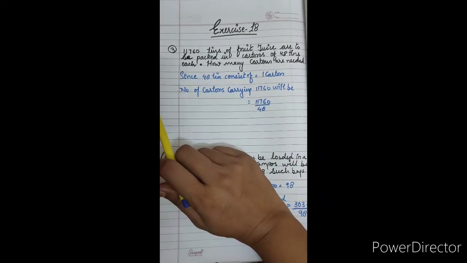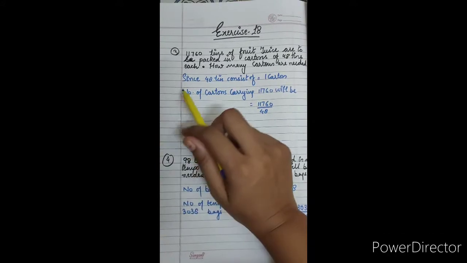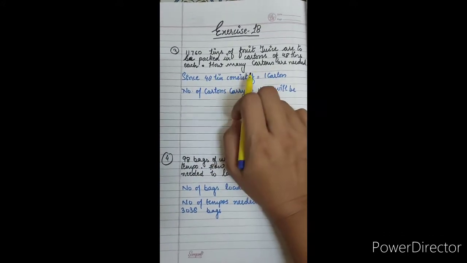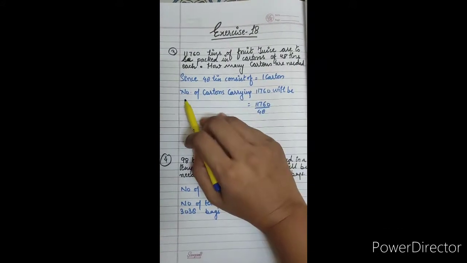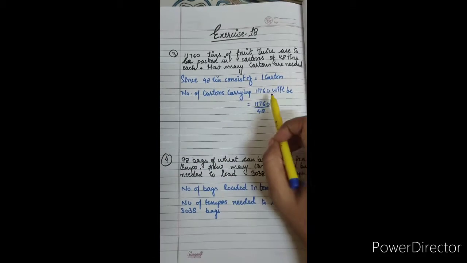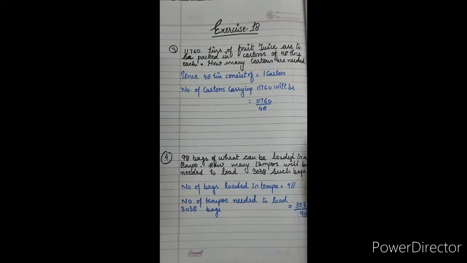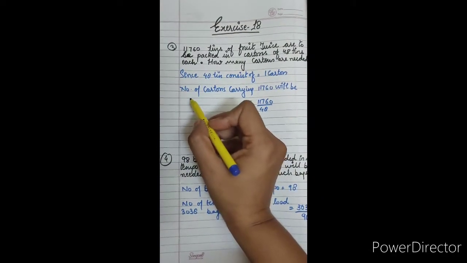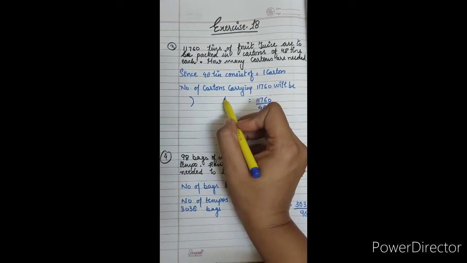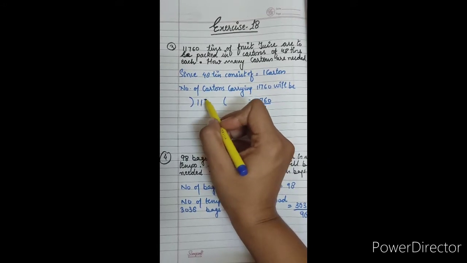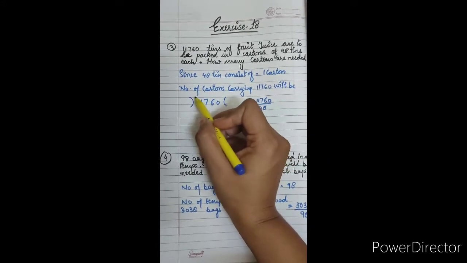So divide. So now since 48 tins consist of 1 carton, the number of cartons carrying 11760 will be 11760 divided by 48. So now let's divide 11760.